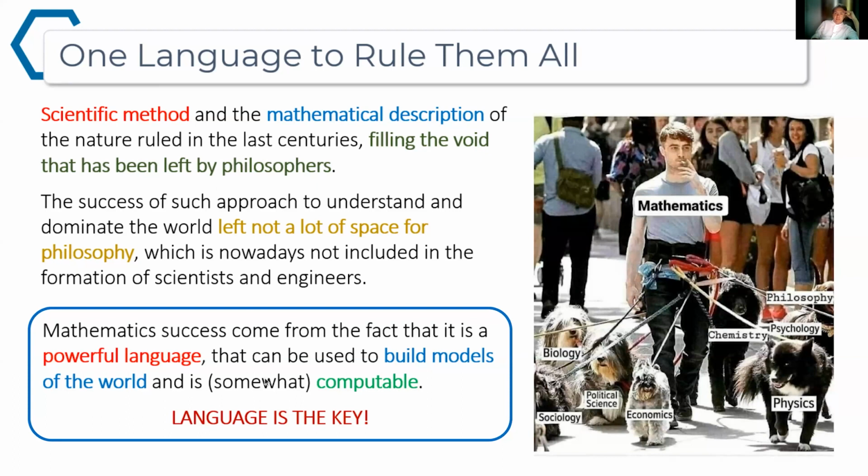In fact, today mathematics seems to be one of the major disciplines upon which other disciplines are based, because it enables us to build a model of the world, and it is somewhat computable. So the language is the key. So the possibility to make statements about things, and the possibility for these statements to be computed in some way. So the language is the key.